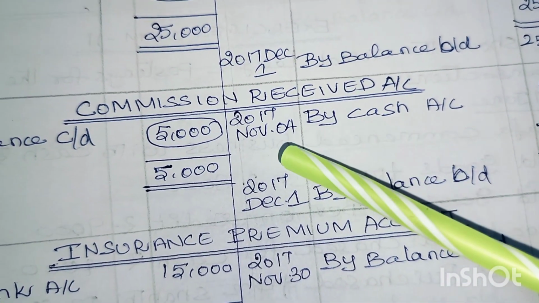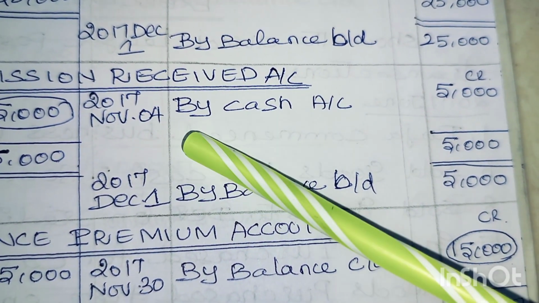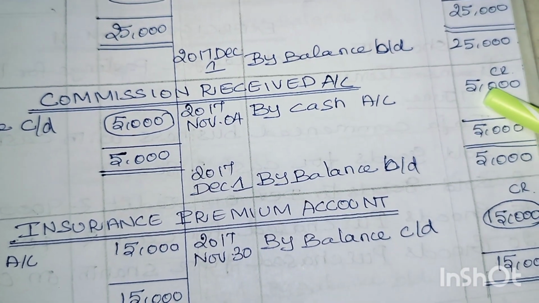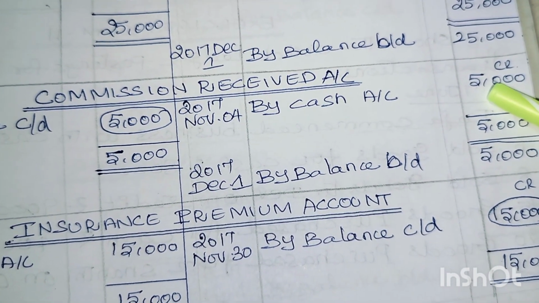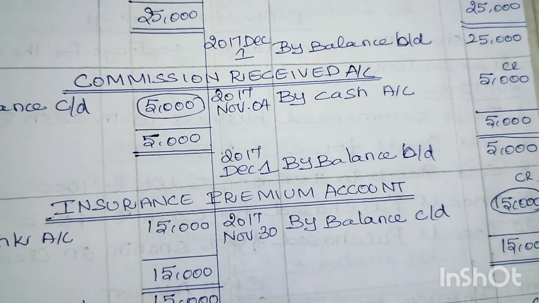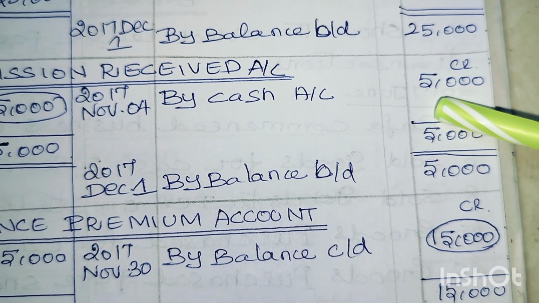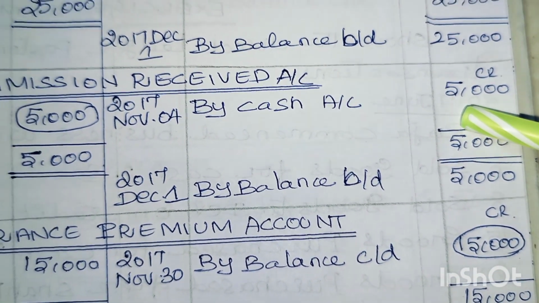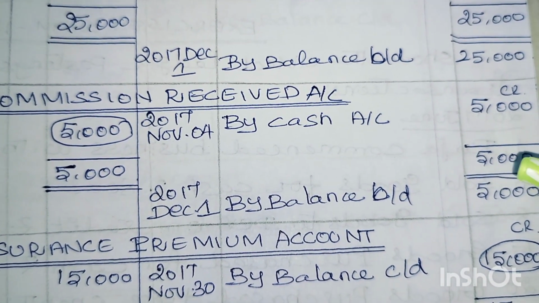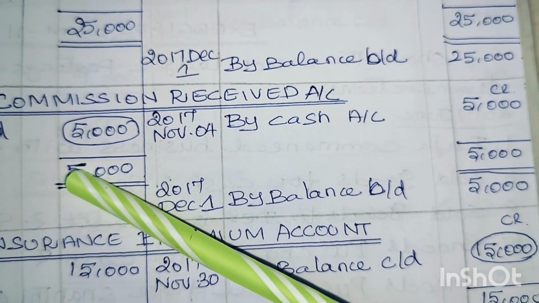So we go to the credit side, dated 2017 November 1. What is the opposite account from the commission received? By cash account. So by cash account, rupees 5,000 is entered. Only one commission received transaction appears. So what do we do now? We have to find which side has the bigger value. Credit side has the bigger value. So we are going to total the bigger value on both sides. We enter 5,000 rupees, 5,000 rupees as the total on both sides.